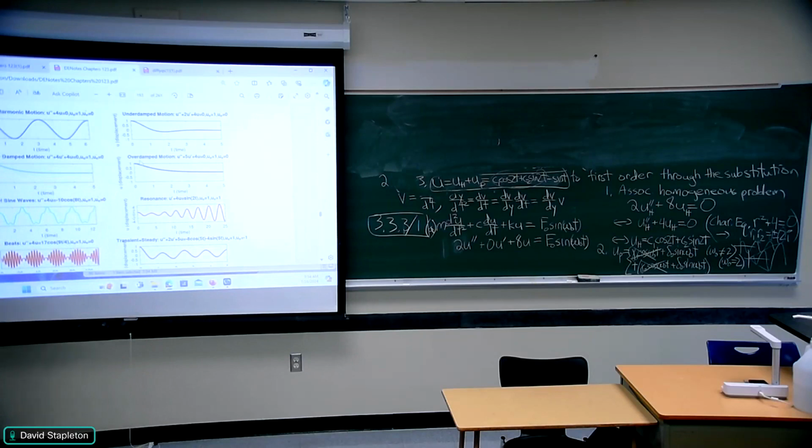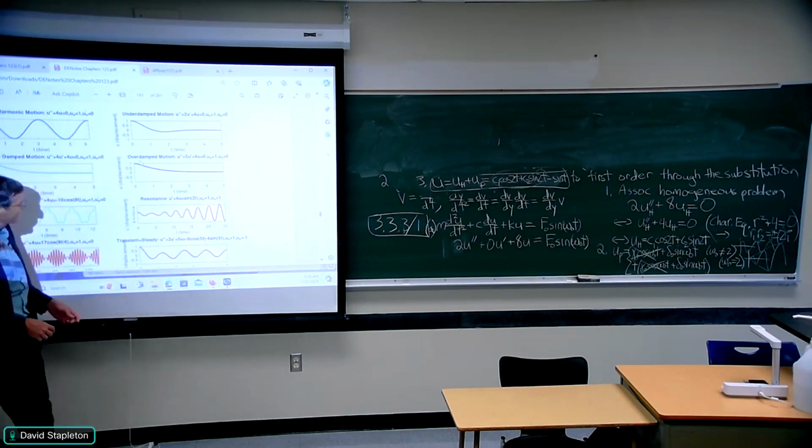And all these cases apply equally well to that LRC circuit driven sinusoidally, because it's exactly the same equation with different letters. So this could be your circuit blowing up in the president's case.